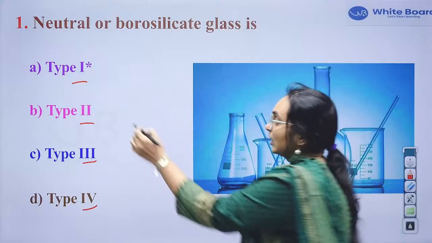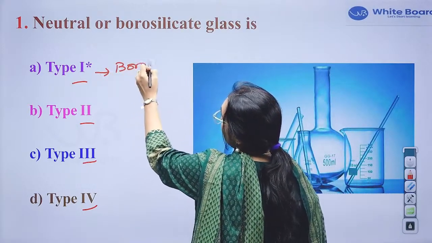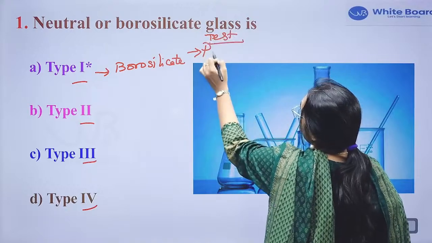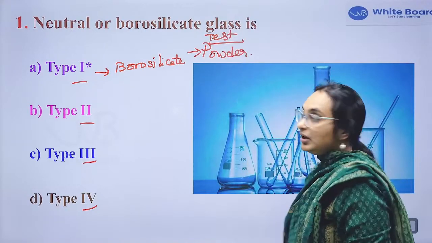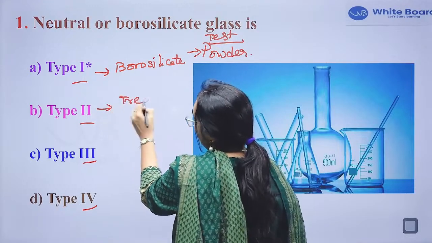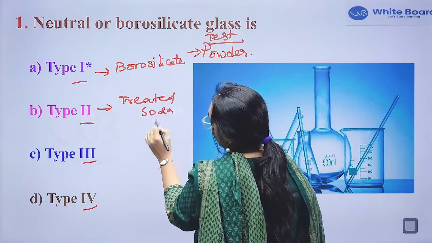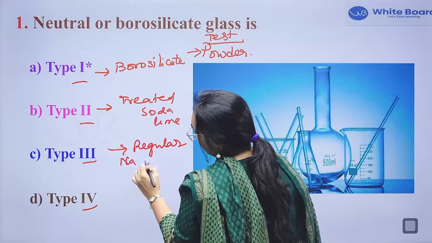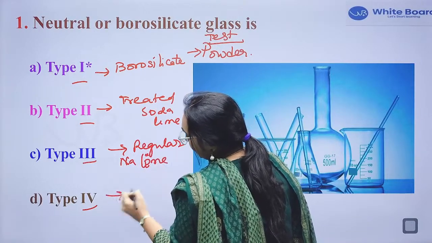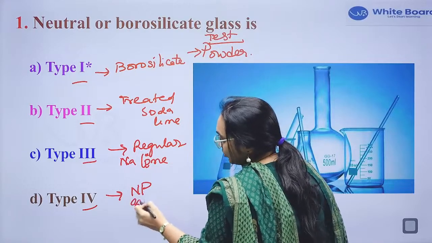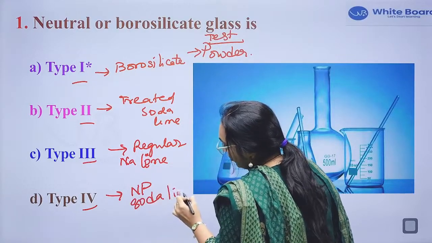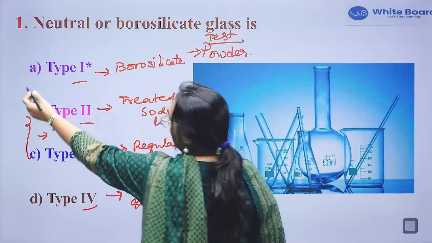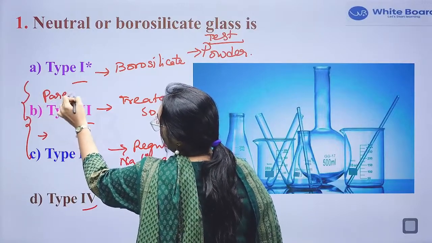Glass. Okay, so type 1 glass is borosilicate glass, and it is tested by the powder test. Type 2 is treated soda lime. Type 3 is regular soda lime. Type 4 is non-parenteral soda lime glass. So, type 2 and type 3 are used for parenteral infusion bottles.